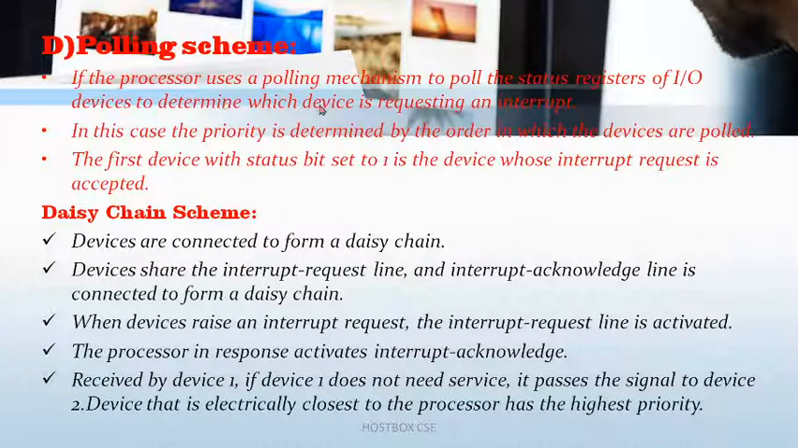Here, if the processor uses a polling mechanism, what happens? It polls the status registers of IO devices to determine which device is requesting an interrupt. So the polling scheme definitely helps to choose the interrupt. Which interrupt, which IO device? Actually if 3 devices are requesting, which one is selected? In this case, priority is determined by the order in which the devices are polled. And also the first device with the status bit set to 1 is the device whose interrupt request is accepted.